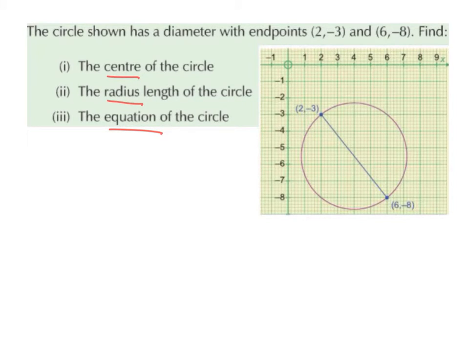In part 3, find the equation of a circle. So for the equation of the circle, we need the centre point, which we will have from part 1, and we need the radius length, which we will have from part 2, and we put it into the equation of the circle formula.